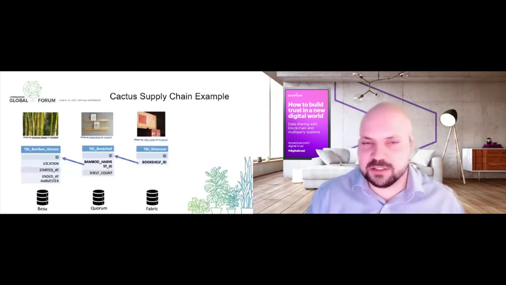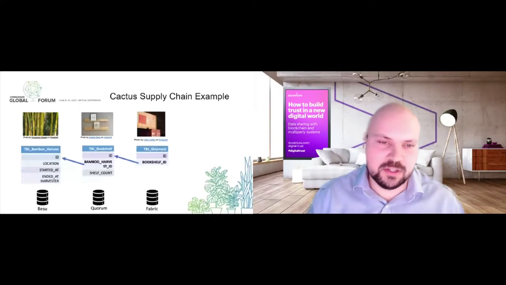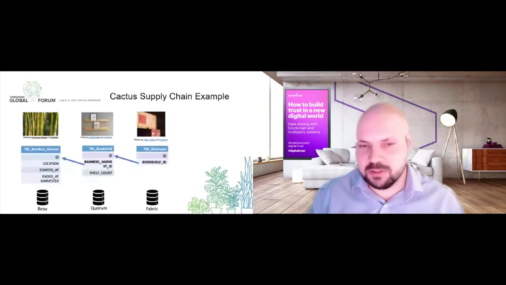So the idea is that in the application, there are three different ledgers, Besu, Quorum, and Fabric. And the application itself needs to provide a consistent view of the data that's stored on these ledgers. And at the same time, it needs to be able to insert data into all of these ledgers in a way that the data contains references to each other.